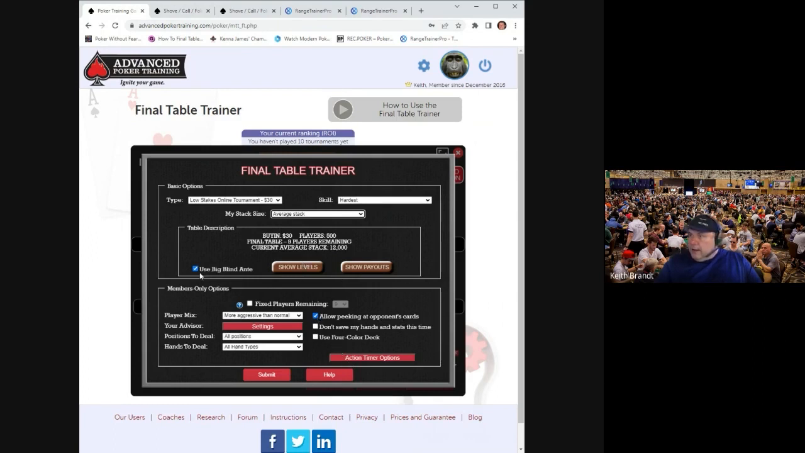Big blind ante. And let's turn up the heat and go with players that are more aggressive than normal. I don't like to go here because that actually gets easier to play against. So we'll go there. More aggressive than normal and have some fun. We're going to play from all positions and we're going to do all hand types.